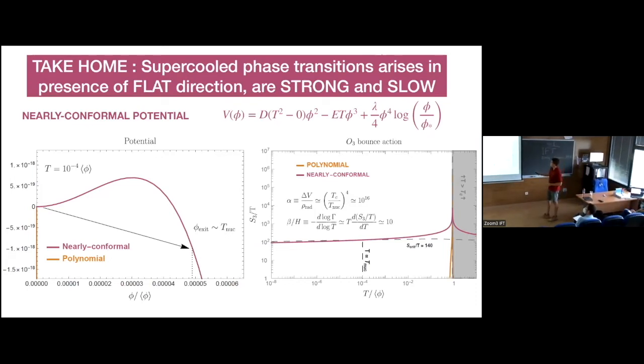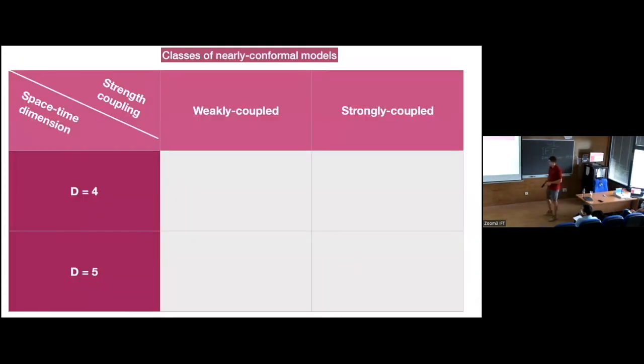Supercooled phase transitions arise in the presence of a flat direction, zero quadratic term, right? A flat direction broken by a logarithmic term, and they are strong, large alpha, and slow, small beta. What kind of particle physics can generate a supercooled phase transition?